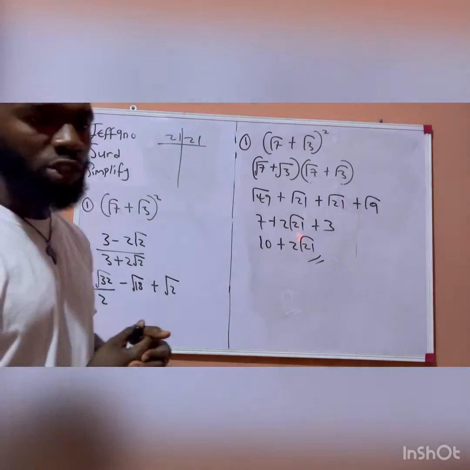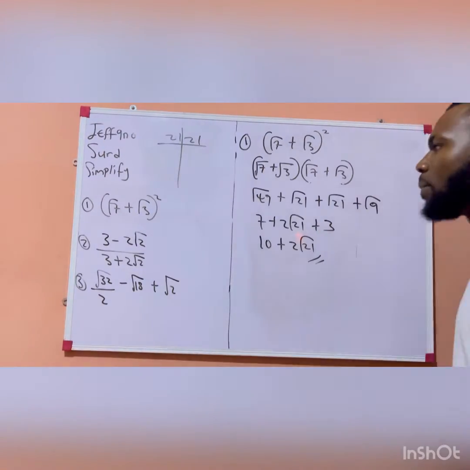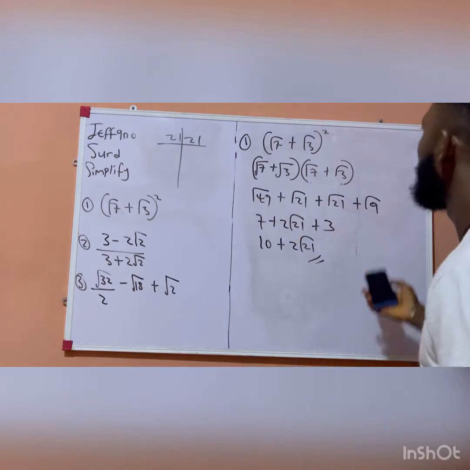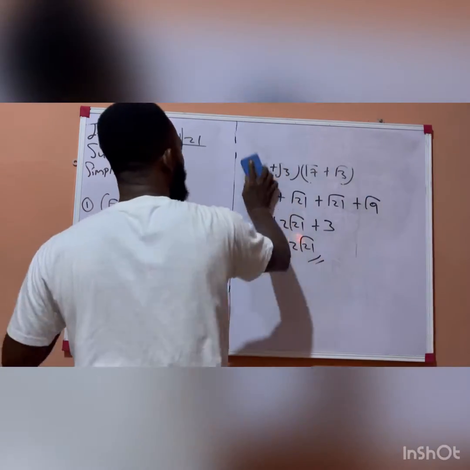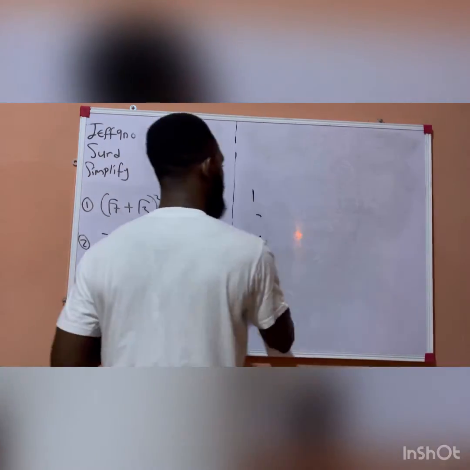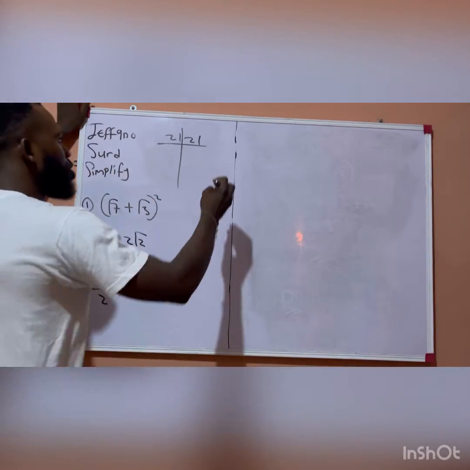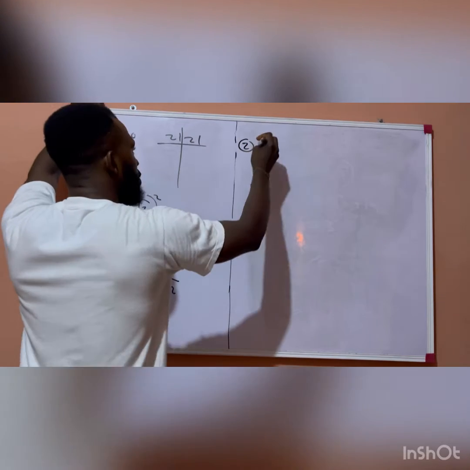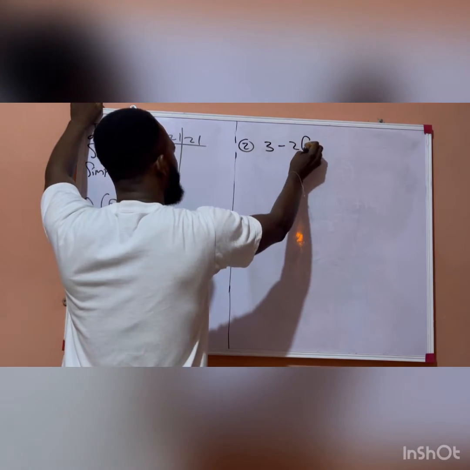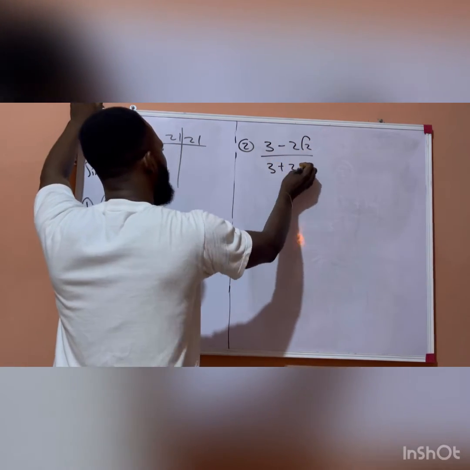Alright, that question belongs to question number 1. And so we shall be moving forward to question number 2. Okay, now question number 2 says 3 minus 2 root 2 over 3 plus 2 root 2.